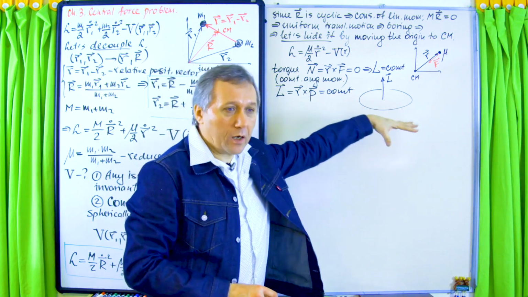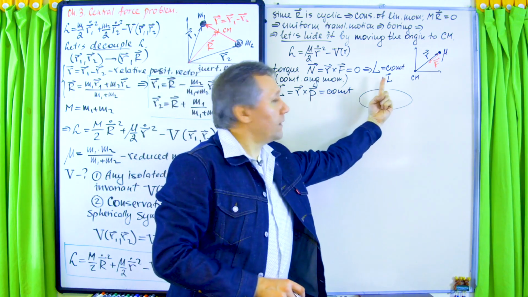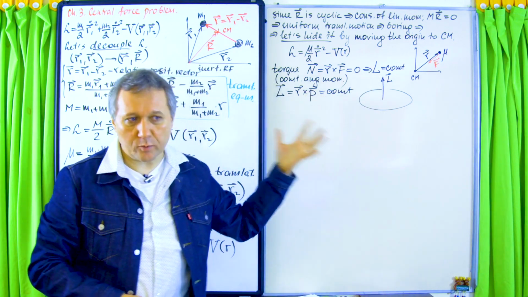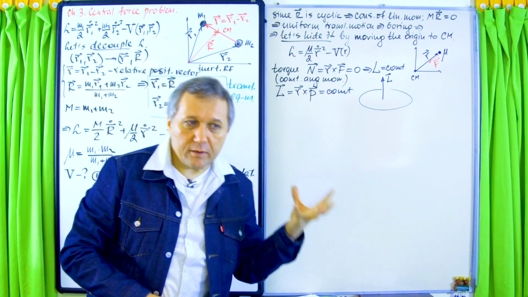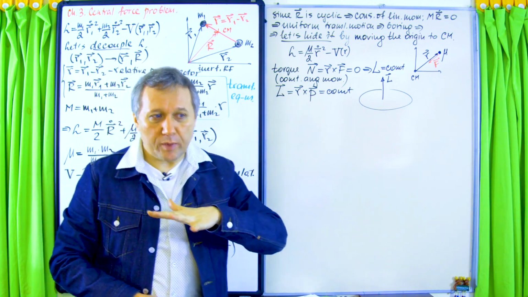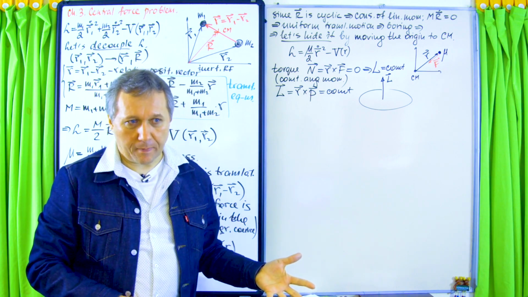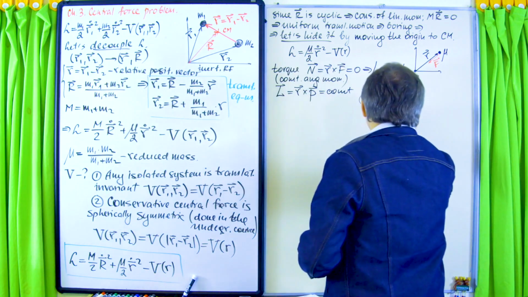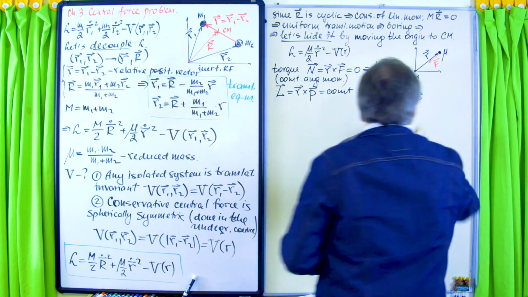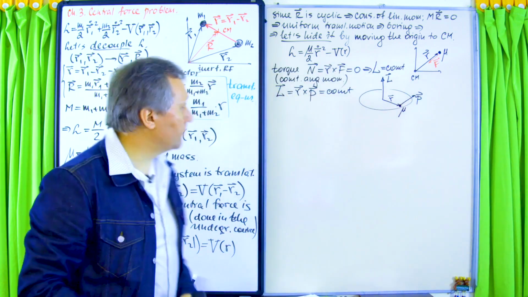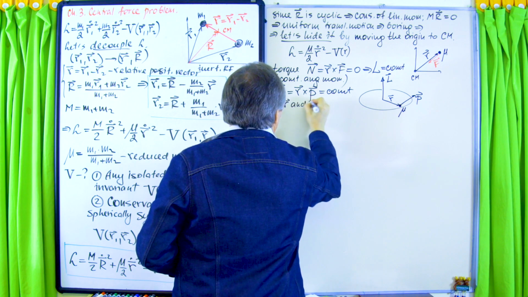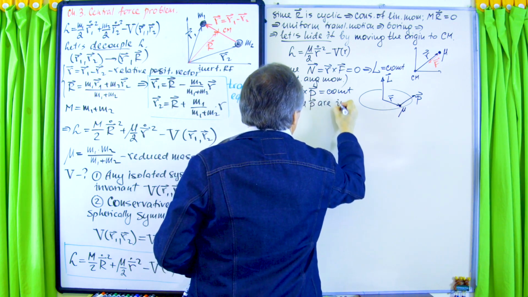Because if any of these vectors goes out of this plane, of course, L as a cross product will move in a slightly different direction, which cannot be because we just showed that the angular momentum is constant. So it means that we have effectively two-dimensional motion, every time R and P lie in the same plane. All the time you should be able to find that plane where R and P lie, right? So if this is your mu, then this is R and this is P. So R and P are in the same plane.